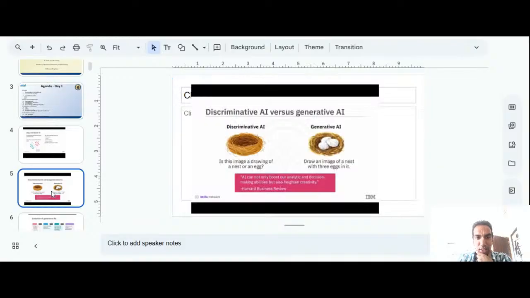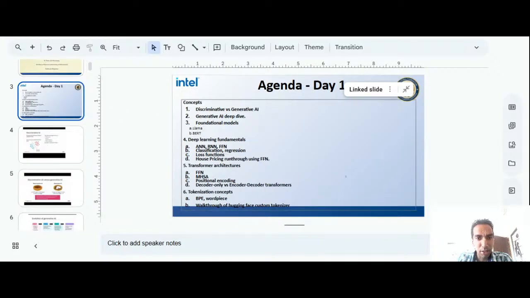So we discussed this image, right? In classification, we just answered a yes or no question, whether a particular data point is spam or not spam. That is discriminative AI. But generative AI is to generate something. For example, I will tell ChatGPT to generate code so that I can deploy a chatbot, and it will generate the chatbot code. Similarly, I can ask it to generate an image. That is the difference between discriminative and generative AI.